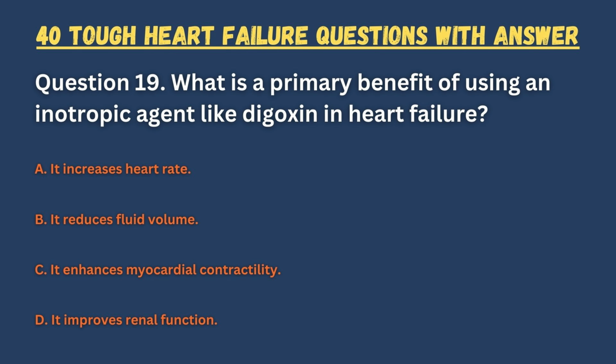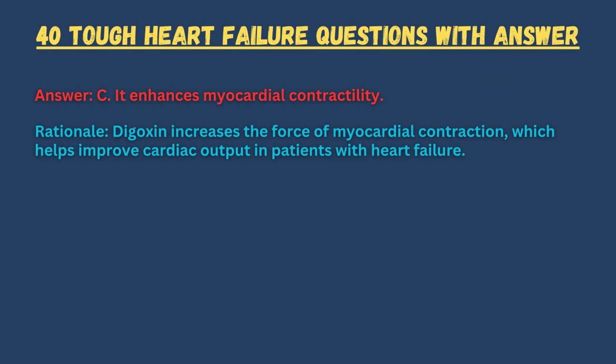Question 19. What is a primary benefit of using an inotropic agent like digoxin in heart failure? A. It increases heart rate. B. It reduces fluid volume. C. It enhances myocardial contractility. D. It improves renal function. Answer: C. It enhances myocardial contractility. Rationale: digoxin increases the force of myocardial contraction, which helps improve cardiac output in patients with heart failure.